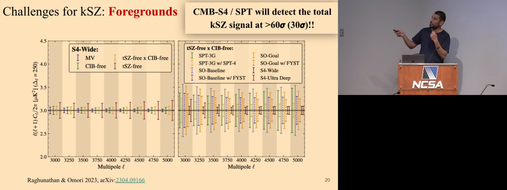Similarly, when we finish our full observation, SPD3G can measure that at 30 sigma, which is great. So then we can start to do science with this signal.